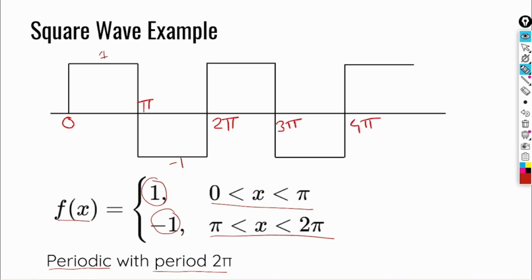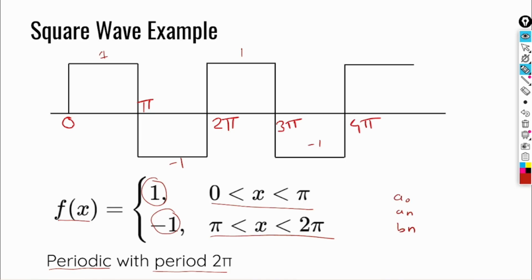And 1, minus 1, then again 1, minus 1. So it repeats itself after a 2 pi interval. So it is a periodic function with period 2 pi. Now, what we will do is find the Fourier expansion of this square wave. For this, we have to calculate the a naught, a_n, and b_n values.